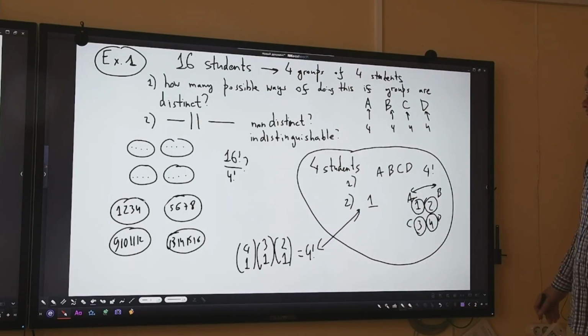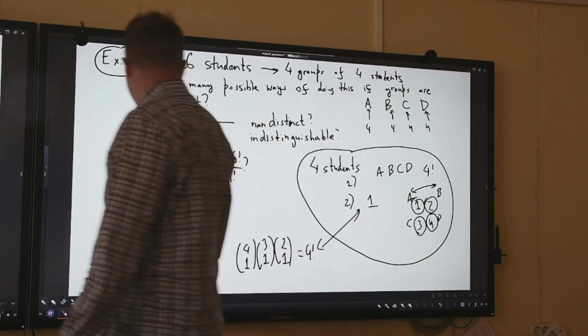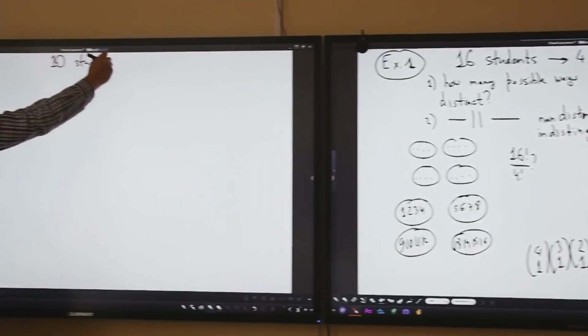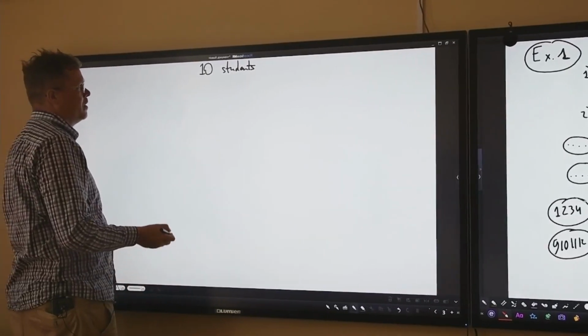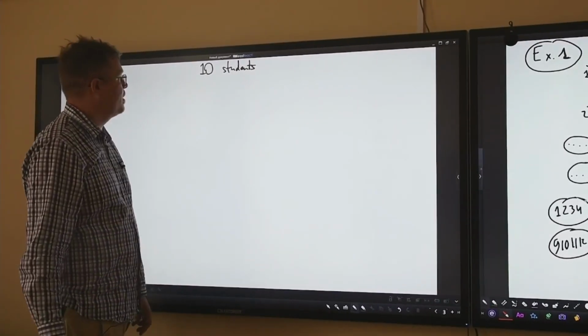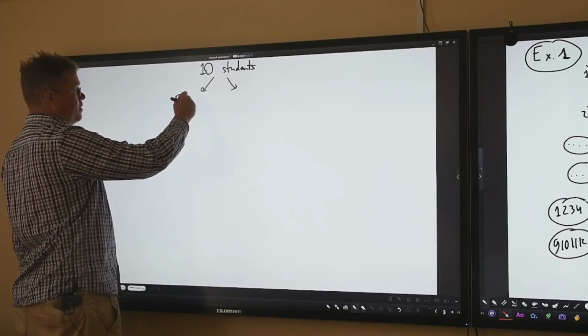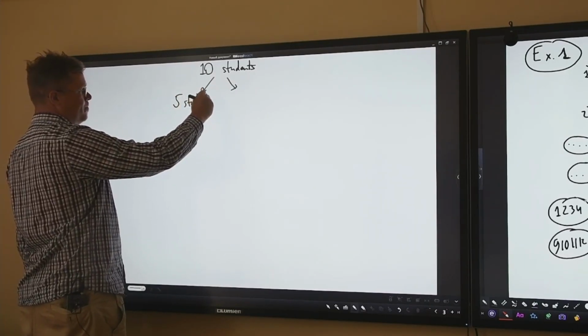So, okay, maybe I should start with some simple examples. For example, we have 10 students, and we want to organize a basketball match. In the basketball match, only 5 persons are participating. So I want to divide them into 2 groups of 5 students.